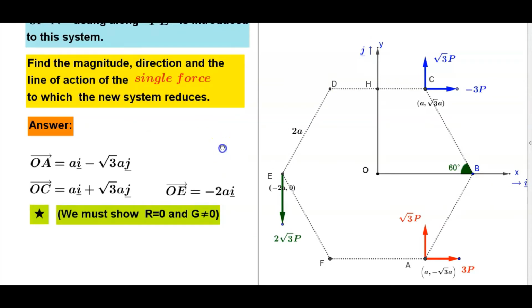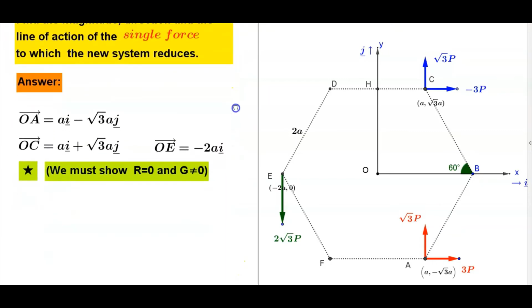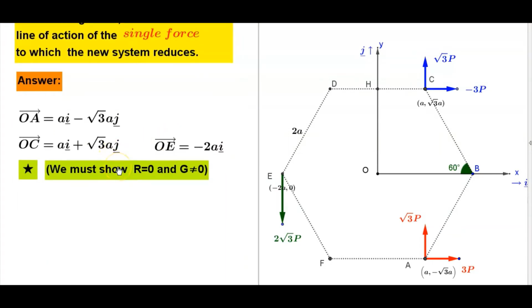Now, the question: show that the system is equivalent to a couple and find the moment of the couple. We must show that R is equal to 0 and G is not equal to 0. How to show that R is equal to 0? We take the components of the force along the x-axis and along the y-axis. If the two components are 0, then we can say R is equal to 0.